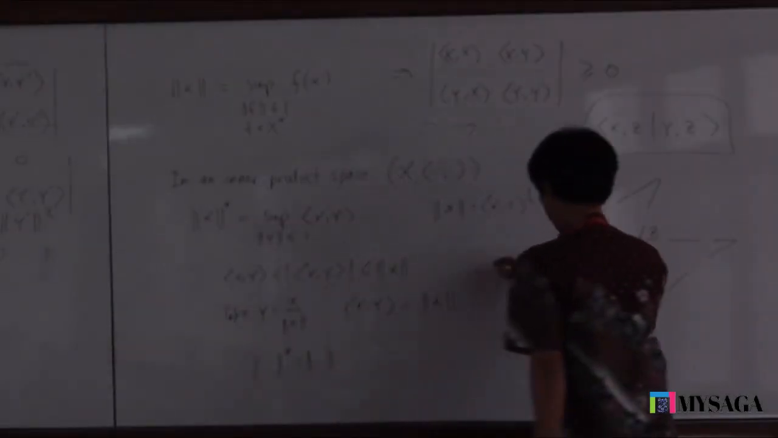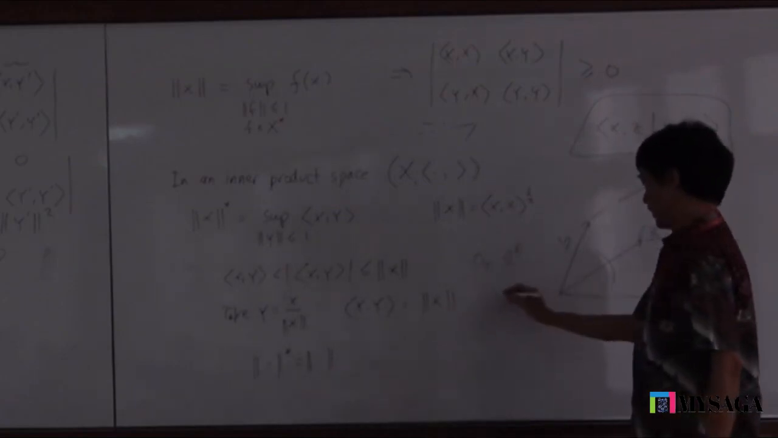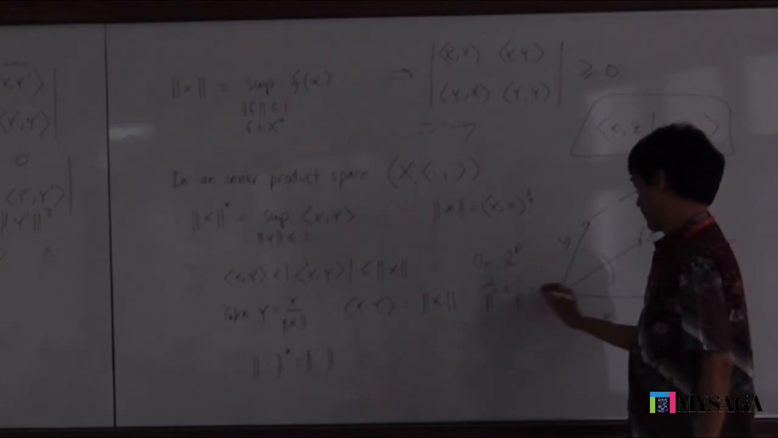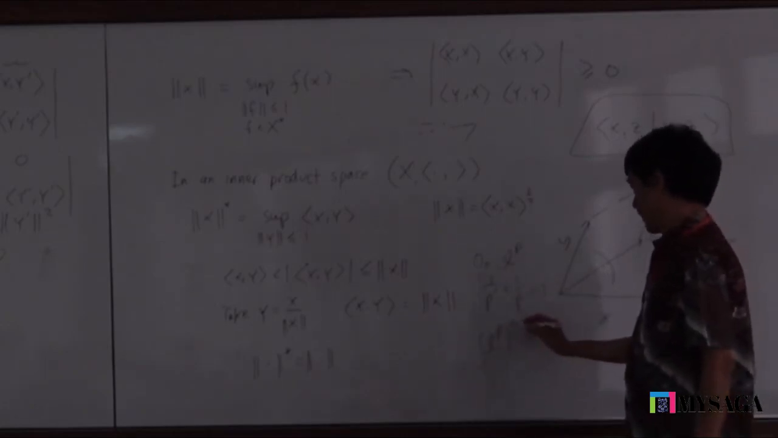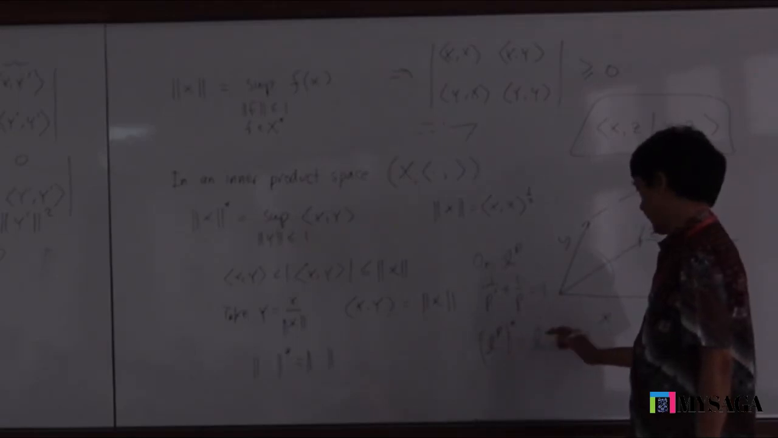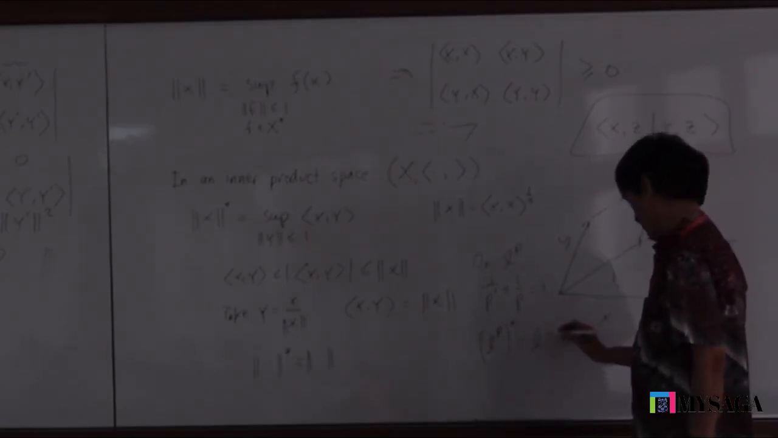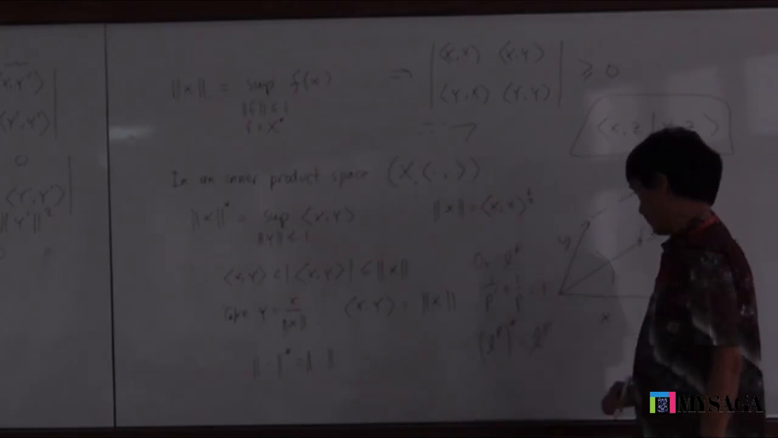meaning 1 over p. So on L^p we have p prime, 1 over p prime plus 1 over p equals 1. So L^p prime is the L^p dual. L^p dual is L^p prime.